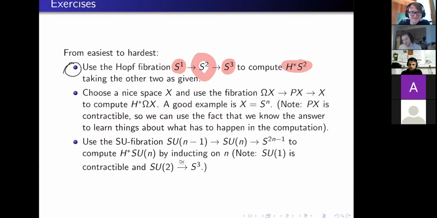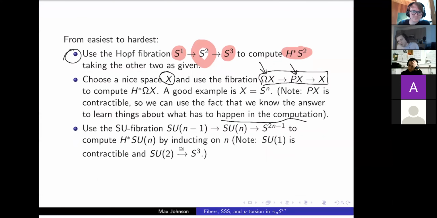Okay, next choose a nice space X and use the path space fibration and the fact that this is contractible to try to compute the homology of this guy. So a good example is Sn, and I think it does allow you to compute most or all of the cohomology of loops Sn.